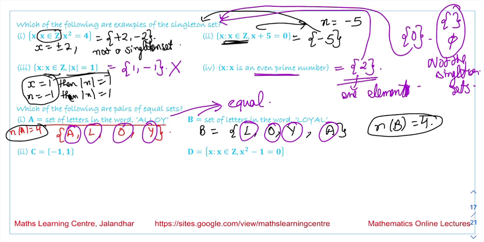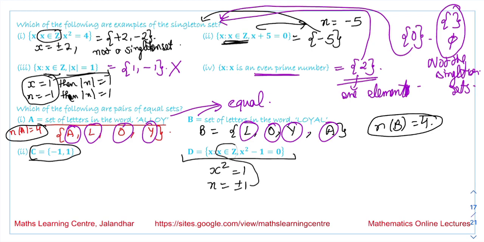Next is the set C, that is equal to plus minus 1, and the second set we are talking about is x square is equal to 1, x is equal to plus minus 1, x belongs to Z. So this set is equal to 1 and minus 1. The corresponding elements of both these sets are equal. So both these sets are equal to each other.